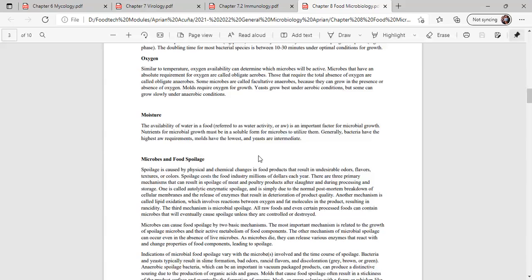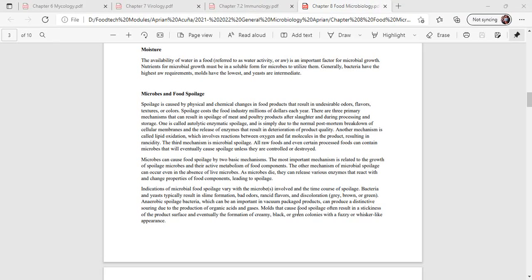Now, for moisture, it is the availability of water in a food, which refers to water activity or AW. It is an important factor for microbial growth. Also, nutrients for microbial growth must be in a soluble form for microbes to utilize. Generally, bacteria have the highest water requirements, mold have the lowest, and yeast is intermediate. This is used so that bacteria can multiply faster and use the nutrients in the prepared media.